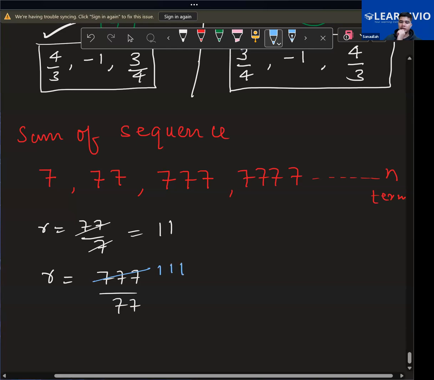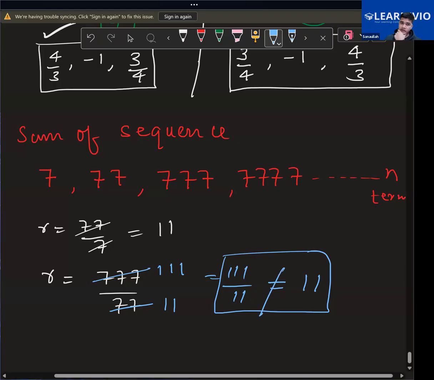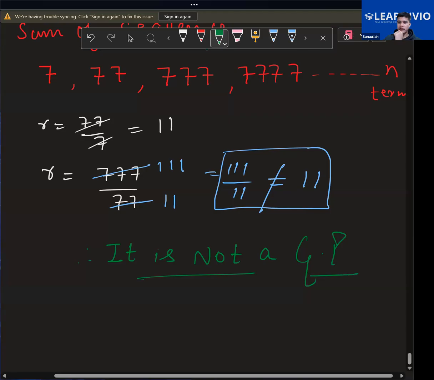So this will be 11, 111, and 11. Is this possible? Is 11 times 11 equal to 111? So it's not a GP. It is not a GP, right? Because the common ratio is not the same. Therefore it is not a geometric progression, right?